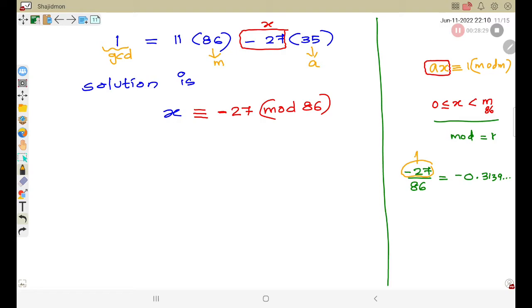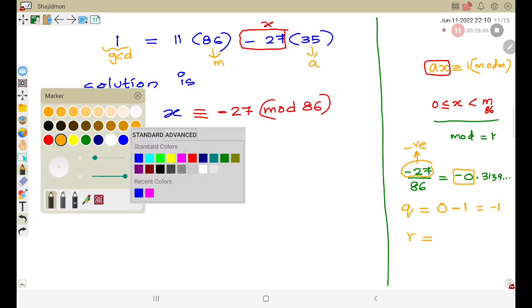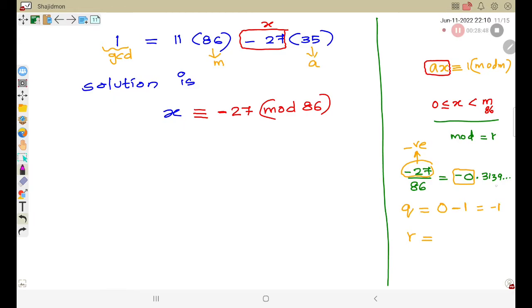This number is negative. Negative means what will be the quotient we studied? This integer number, that is 0, minus 1, correct? By default we need to subtract 1. So minus 1 is the quotient. After that you need to calculate the remainder. How are we calculating the remainder? Opposite of the quotient number. Opposite of minus 1 means plus 1.